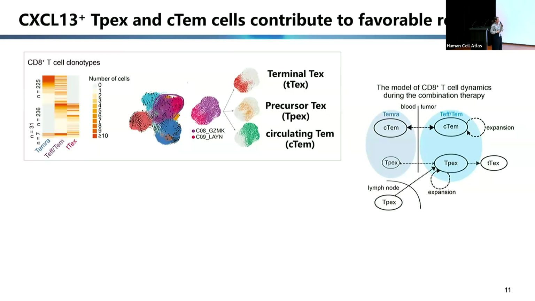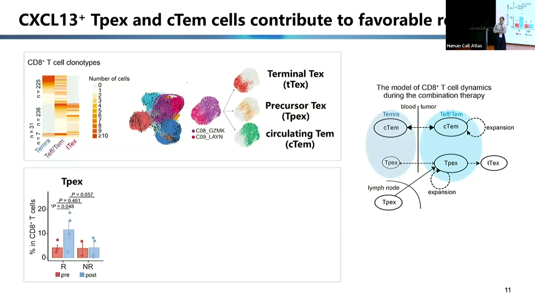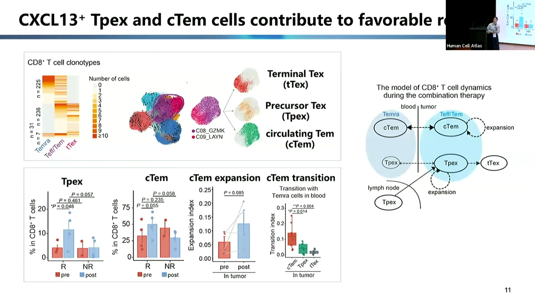So we divided these granzyme K positive T cells into two populations. One shared TCRs with terminal exhausted T cells. They are called the precursor exhausted T cells, short for TPEX. Consistent with the notions in this field, these precursor exhausted T cells indeed increased in the post-treatment tumors of responders. Interestingly, we also found that the effector memory T cells that did not share TCRs with exhausted T cells also elevated in the responders.